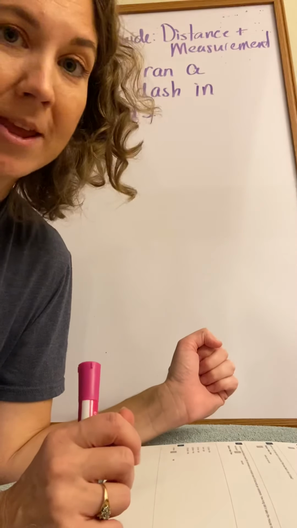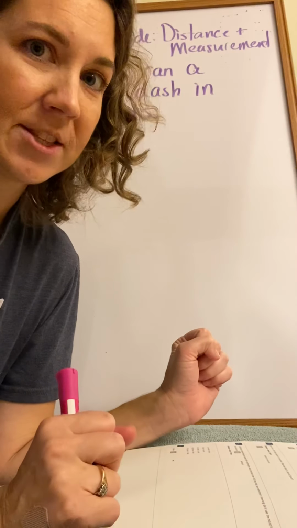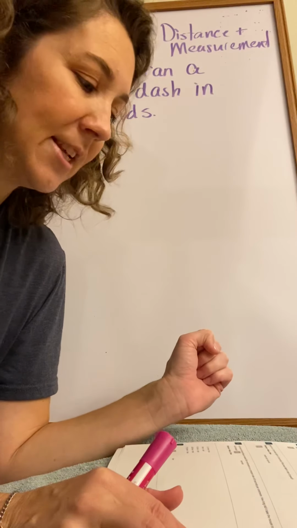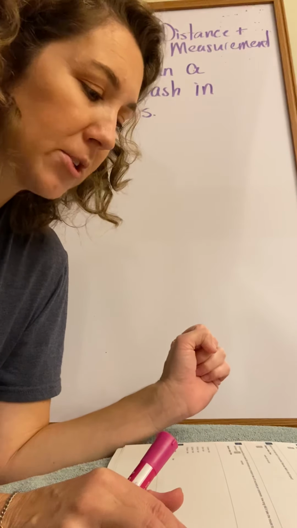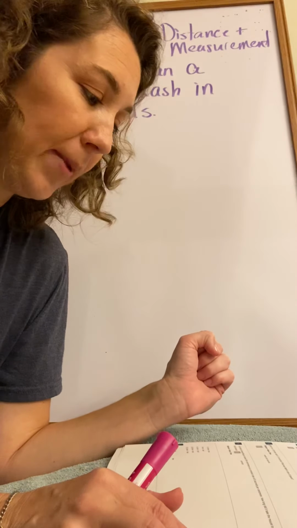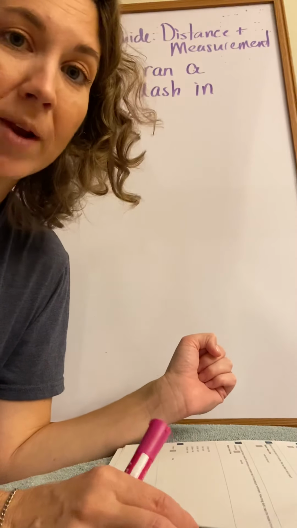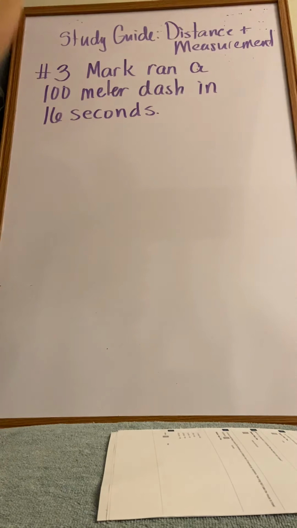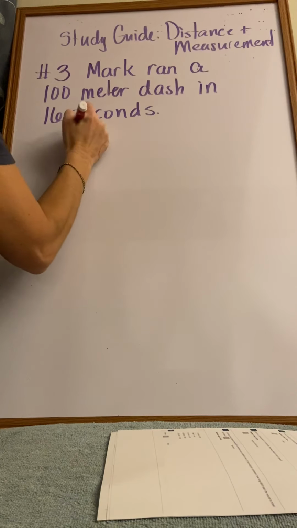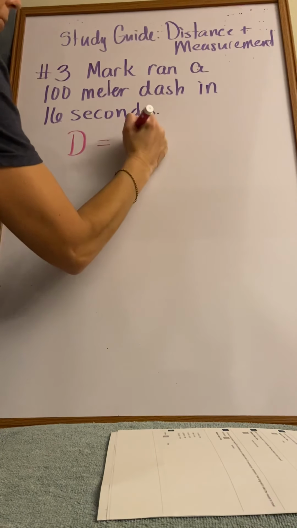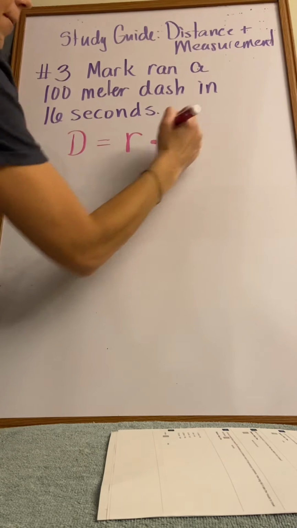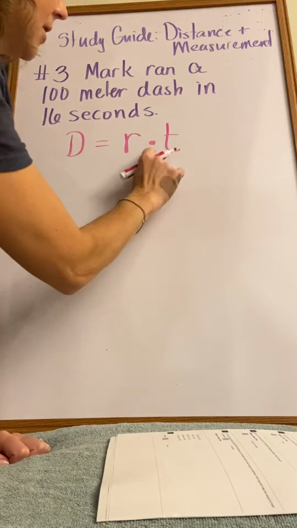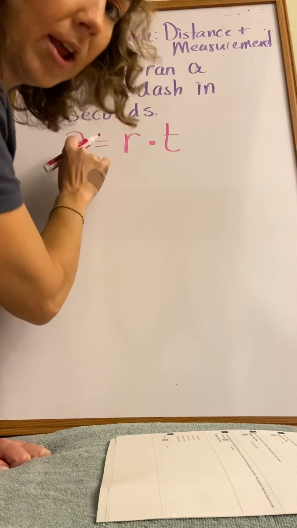So this is number three on the study guide for the test for tomorrow. Okay, it says Mark ran a 100-meter dash in 16 seconds. What was Mark's rate of speed? And we've got the formula, distance equals rate times time. Okay, so I'm going to write this down. Distance, actually I'm just going to abbreviate, equals rate times time. Remember that dot right there means to multiply. So we're going to multiply the rate times the time, and that will tell us how far someone went.